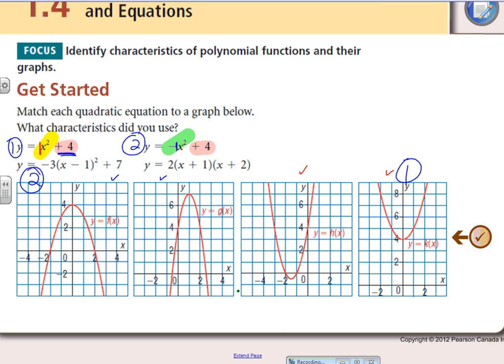Then the next one, if we just use that same key information, the first part is negative, so it's opening down, and it's 7 up from the origin. Oh, that one's 7 up. It's also, if you notice, 1 to the right. Yep, that looks good. So this is number 3. And obviously this one has to be number 4. And we'll talk more about other characteristics that you could see.